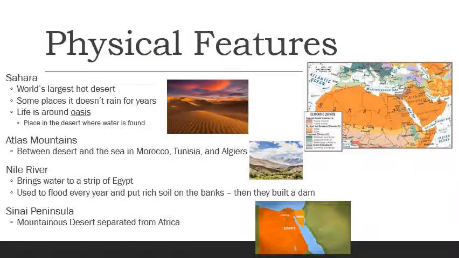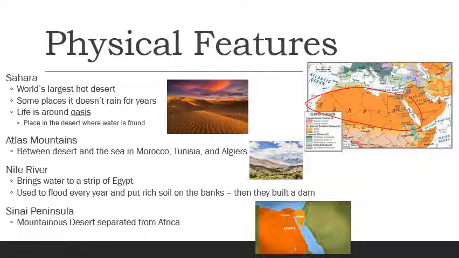The next thing I want to talk about are some of the major physical features here, and I'll show them to you on the map so you kind of know what's happening. We'll start off with the Sahara. As you can see by this map, this whole orange area is the Sahara Desert. It's a very, very large desert. As a matter of fact, it's the world's largest hot desert. There are some larger cold deserts in places like Antarctica, but this is the largest hot desert in the entire world.